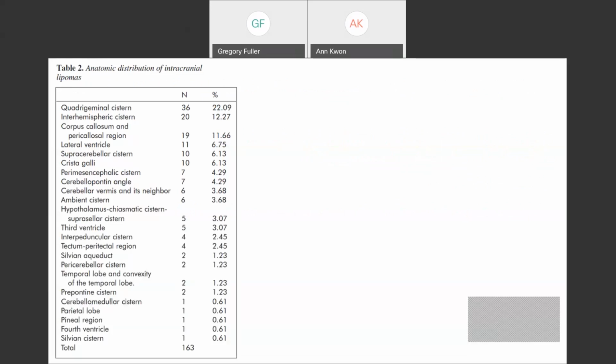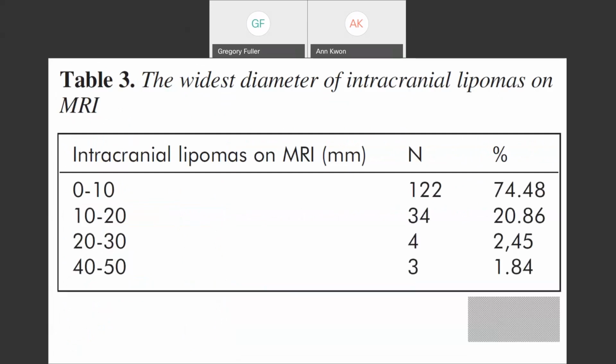So let's look at the tables. Here's table 2, anatomic distribution of these incidental intracranial lipomas. And here is a patient similar to ours: hypothalamic, chiasmatic cistern, suprasellar, or what we would say as neuropathologists, tuber cinereum lipoma. You can see it was 3% in this particular series, and that's a nice table you can study. The widest diameter, look at the size range. By far, almost 75% were less than a centimeter. And the largest they had, oh my goodness, between 4 and 5 centimeters, basically 2%.